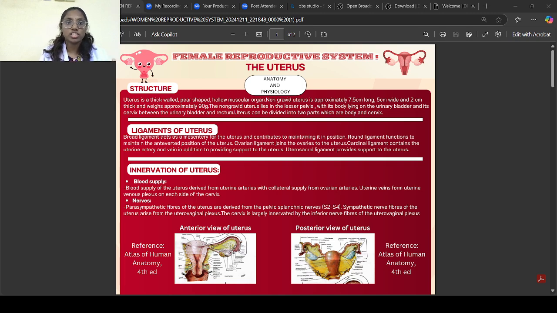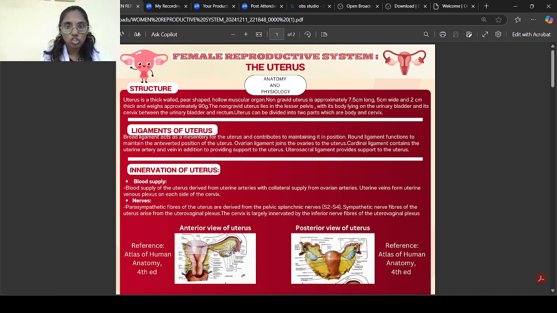So the specialty that I took is gynecology, but particularly I'm going to present about the female reproductive system, the uterus. So let's focus on the structure of the uterus first. The uterus is a thick-walled, pear-shaped, hollow muscular organ. Non-gravid uterus is approximately 7.5 cm long, 5 cm wide, and 2 cm thick and weighs approximately 90 grams.